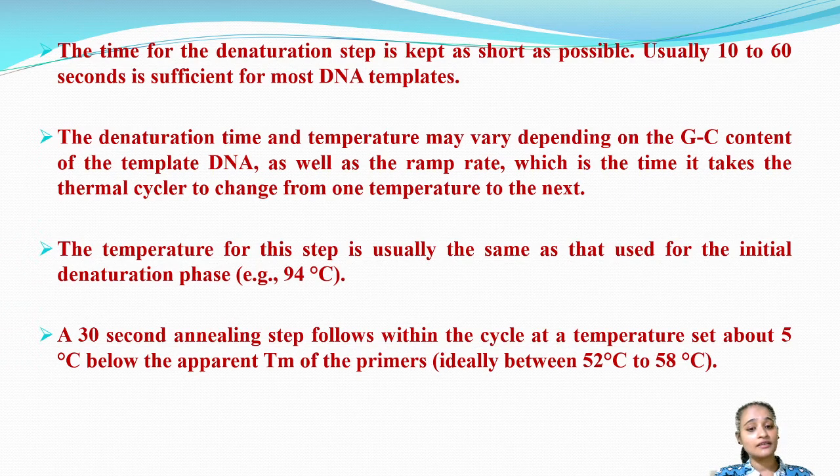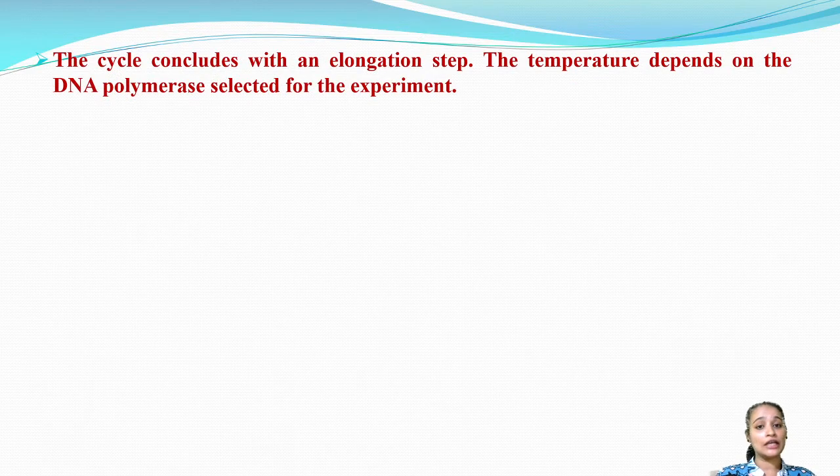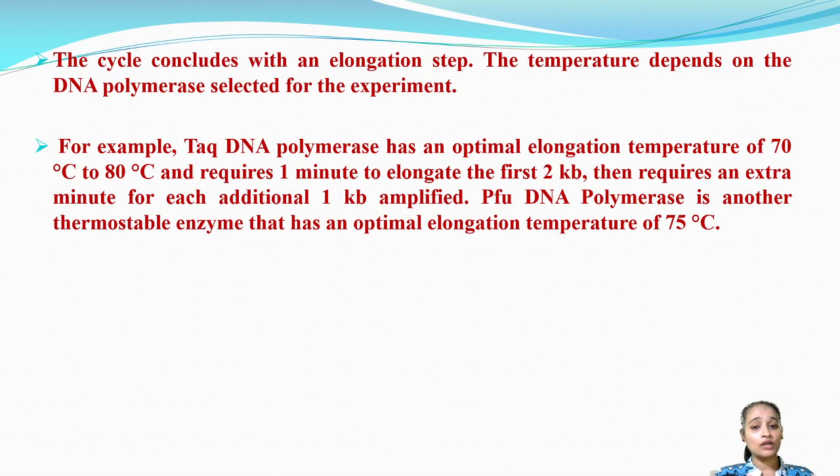Now a 30-second annealing step follows within the cycle, at a temperature which you set about 5 degrees Celsius below the apparent Tm of the primers, ideally between 52 to 58 degrees centigrade. The cycle concludes with an elongation step. The temperature depends on the DNA polymerase selected for the experiment. For example, Taq DNA polymerase has an optimum elongation temperature of 70 to 80 degrees Celsius, and it requires 1 minute to elongate the first 2 kb. Then it requires an extra minute for each additional 1 kb to be amplified.